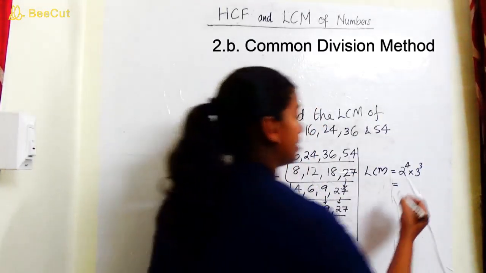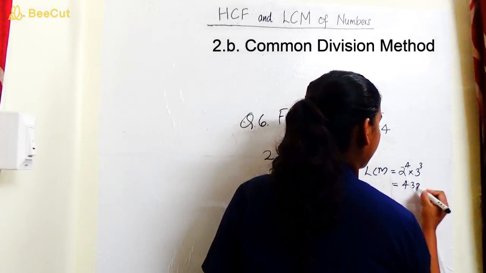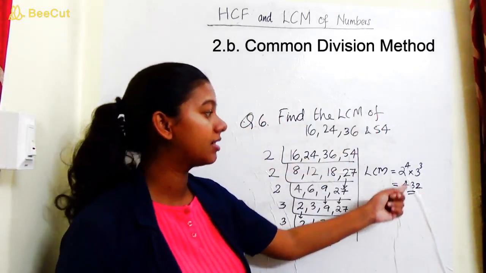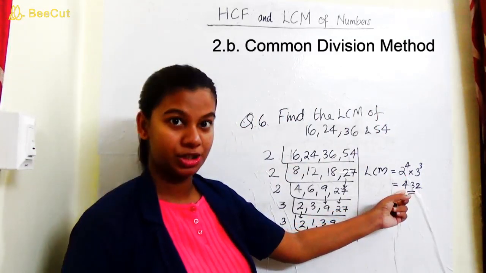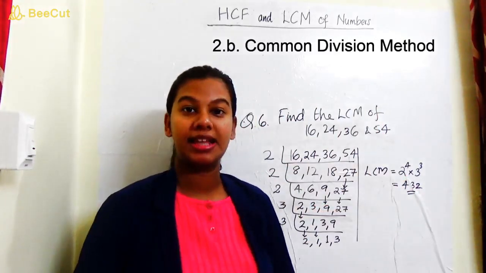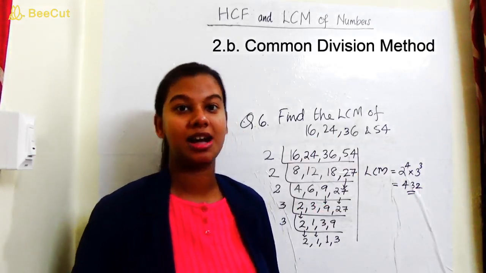And we get the answer 432. So that means that 432 can be divided by any of these numbers and it can be divided completely.